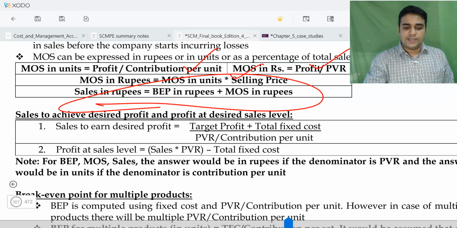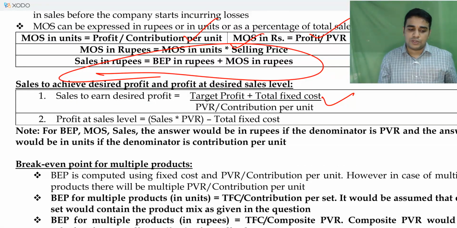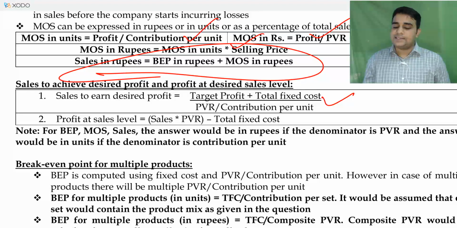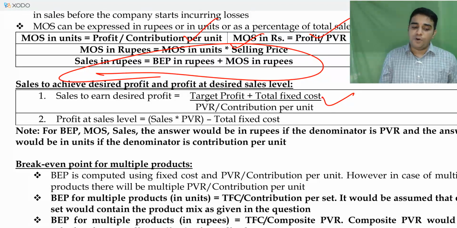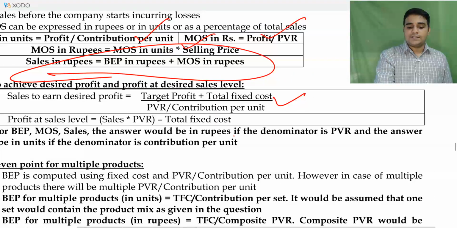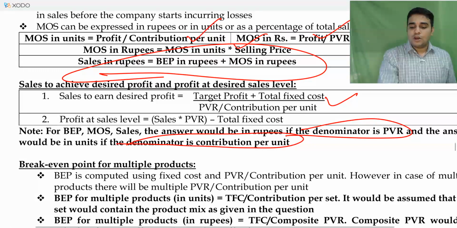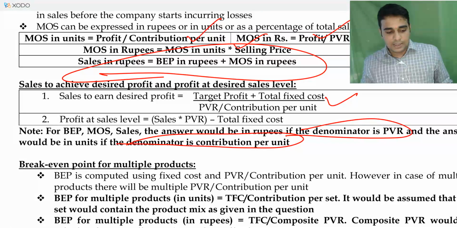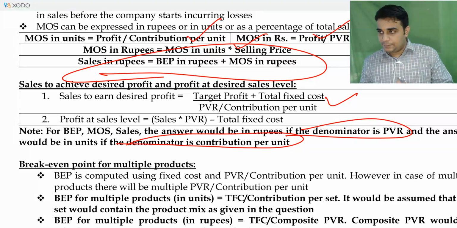So, sales to achieve desired profit is target profit plus total fixed cost by PVR or contribution per unit. Profit at sales level is sales into PVR minus total fixed cost. For BEP, MOS and sales, the answer would be in rupees if the denominator is PVR, and in units if the denominator is contribution per unit. There are a few more things to be discussed, like multiple products. We will come to that as we proceed.